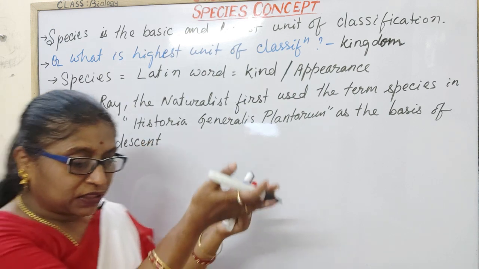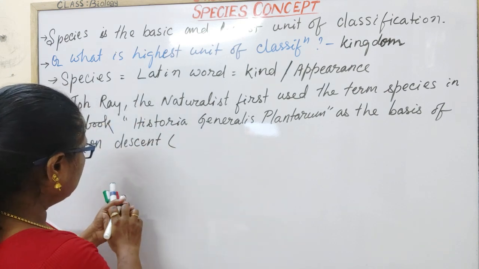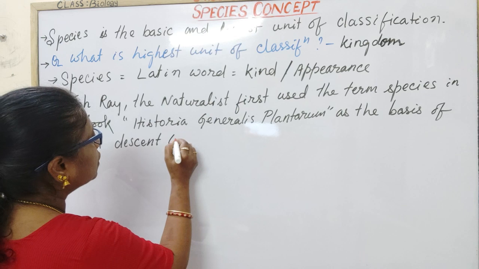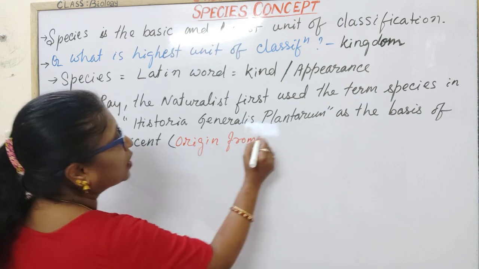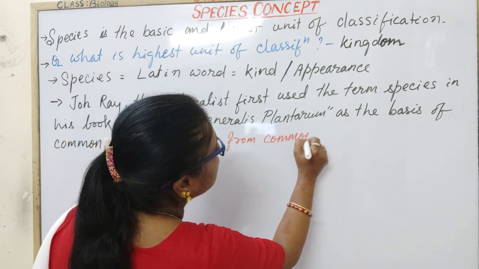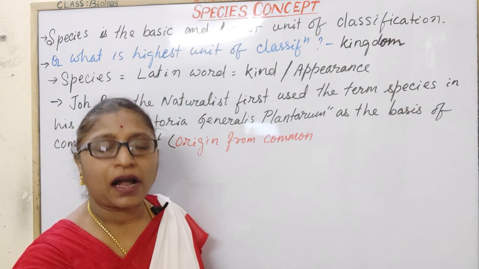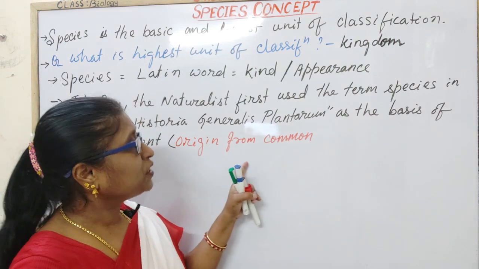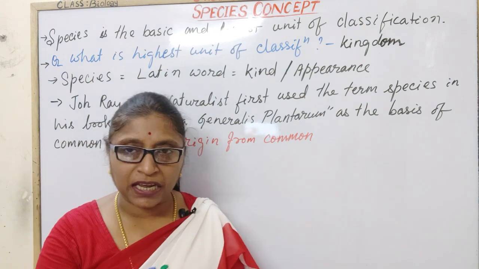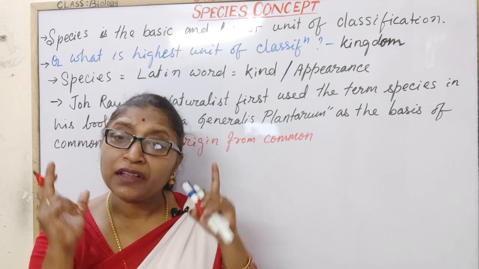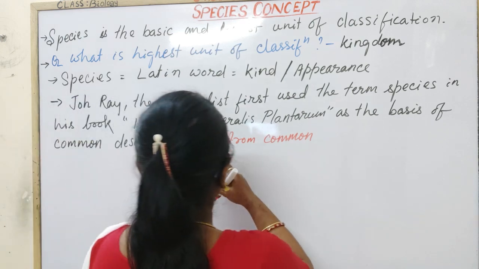Common descent means those who descend from, who came from the common ancestor. That is the origin from a common ancestor. Who is your ancestor? Yes, our grandparents and fathers are our ancestors. So different individuals whose origin is from the same common ancestor, those who have the common ancestor at some point, are the species. Those individuals are called species.